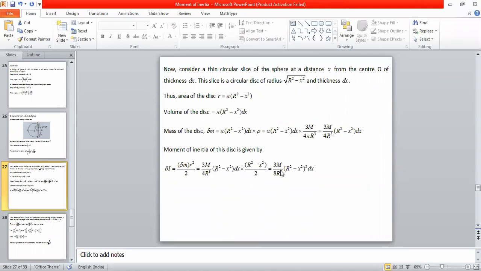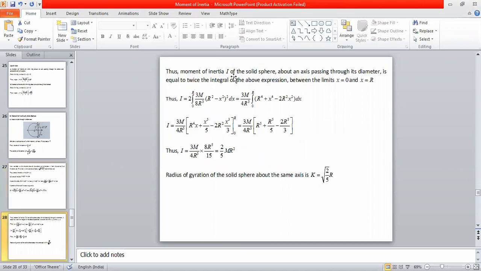So I can do this simple calculation. 2 multiplied by 4 becomes 8. Therefore this becomes 3M divided by 8R cube, times R square minus x square, times R square minus x square. So it is R square minus x square whole square dx. Okay? The calculation has a bit more mathematics.